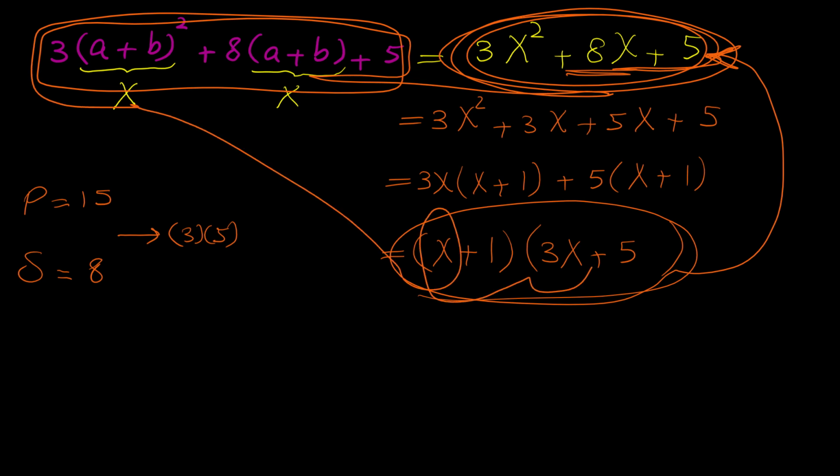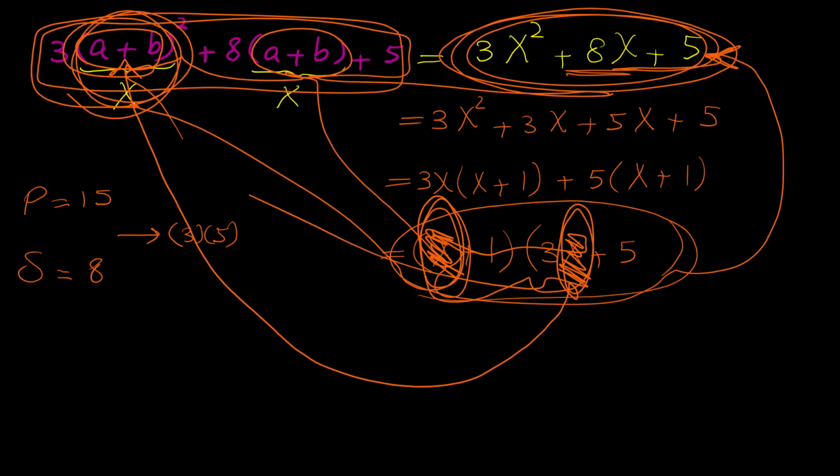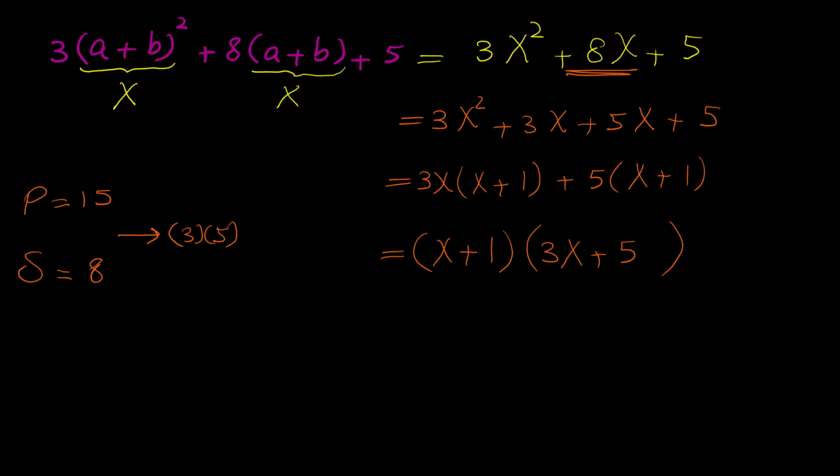Now we remember x is a plus b, so we replace every x here. We erase this x and we replace it with whatever is here, a plus b. So now we have to rewrite our answer in this form. What is x? A plus b. So a plus b plus 1 times 3 times x, so 3 times a plus b plus 5. And this is the factored form of the original question.